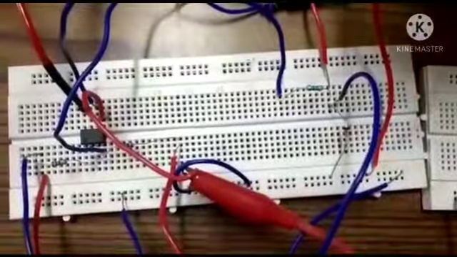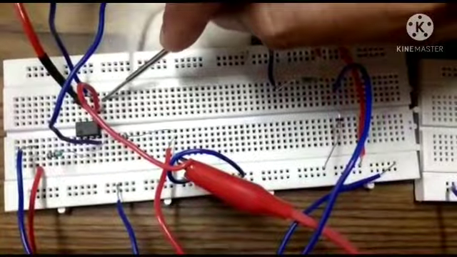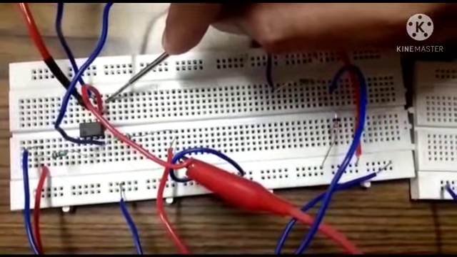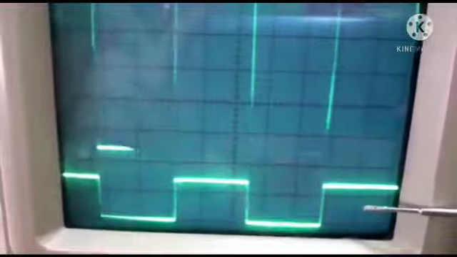Now we are going to check the output at each stage. First we are going to check the output at the comparator. This is the comparator output. And this one is the regulated output, that is the voltage regulator output.